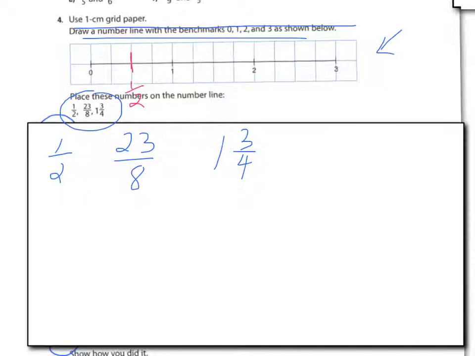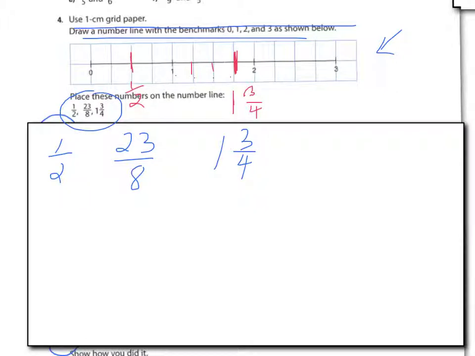Okay. Then we have 1 3/4. So what they've done is they've divided it into fourths. So 1 3/4. Well, 1, 2, 3. Here we go. 3/4. So that's 1 3/4. Make my one a little bigger.